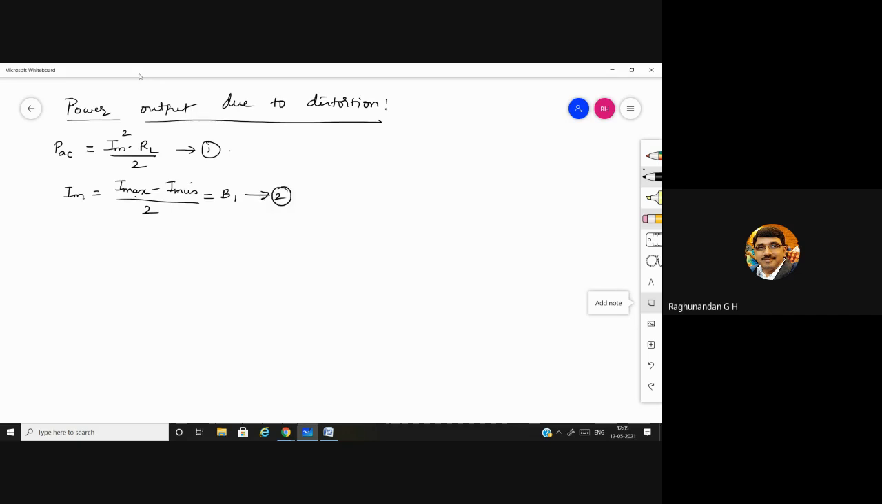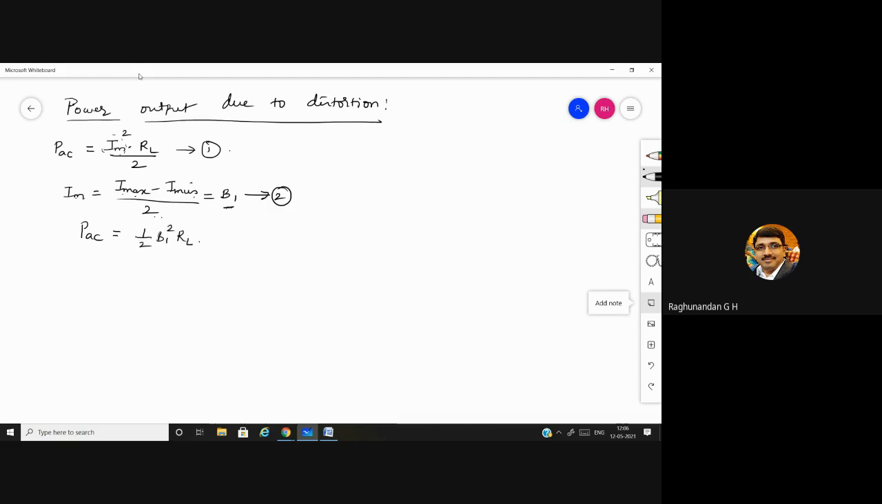Now Im is equal to (I max minus I min) by 2, and this (I max minus I min) by 2 is equal to B1. So we substitute the Im value by B1. If you want, you can write one more step substituting (I max minus I min) by 2 and then replace that by B1, or you can directly write it. So now PAC, the AC power, becomes half B1 square RL.